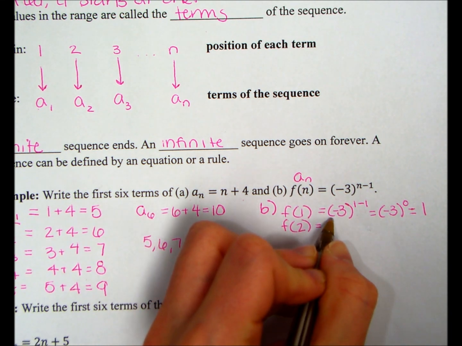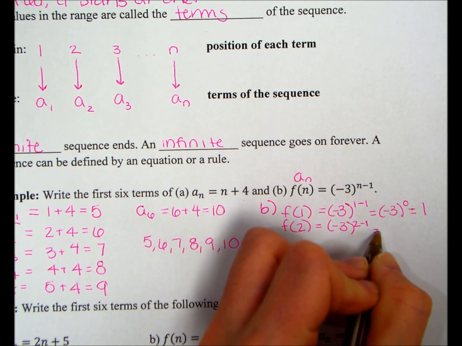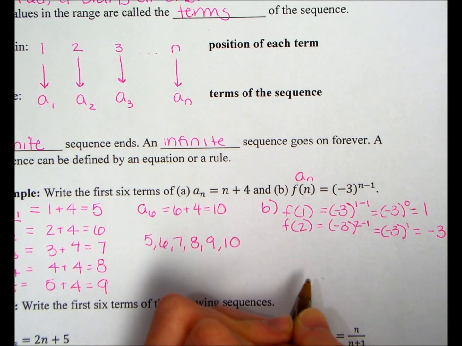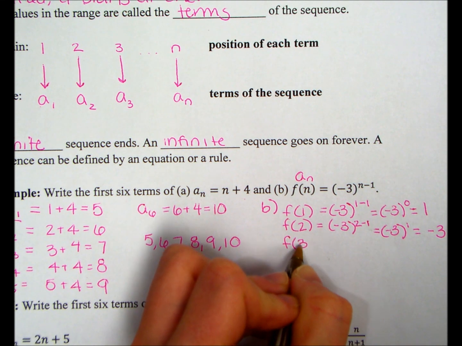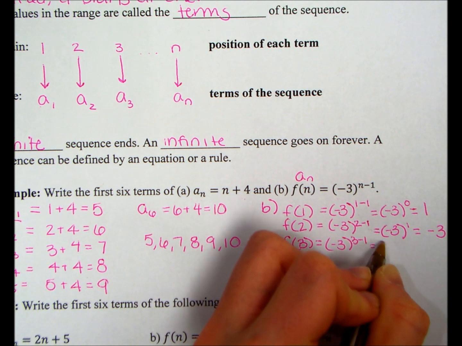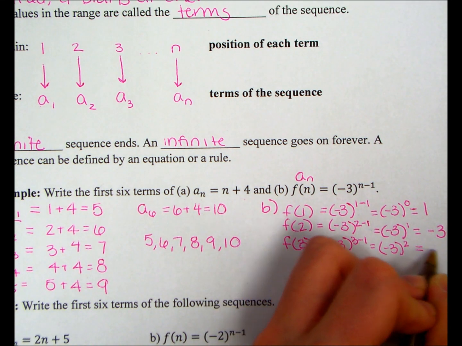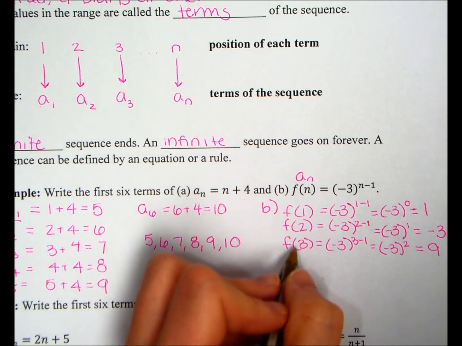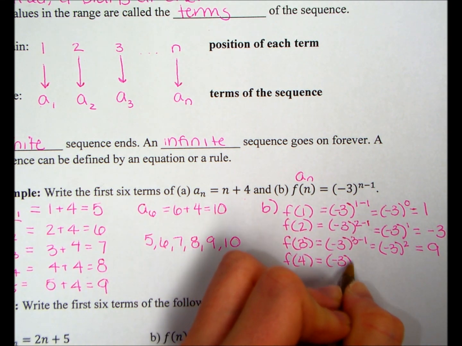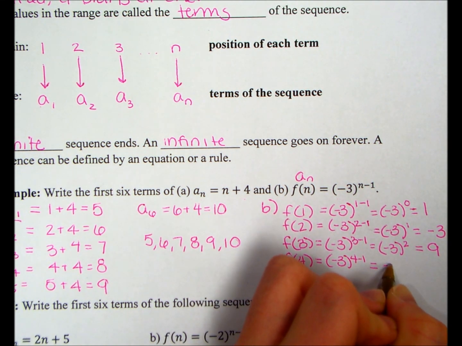Second term, wherever we see an n, we're going to plug in a 2. Negative 3 to the first power gives me negative 3. If I plug in 3 for my third term, 3 minus 1 gives negative 3 squared. And remember, if you plug this into your calculator, the negative 3 has to go in parentheses to give us a positive 9. And then similarly, the fourth term will be negative 3 to the 4 minus 1, negative 3 cubed, which will give me a negative 27.